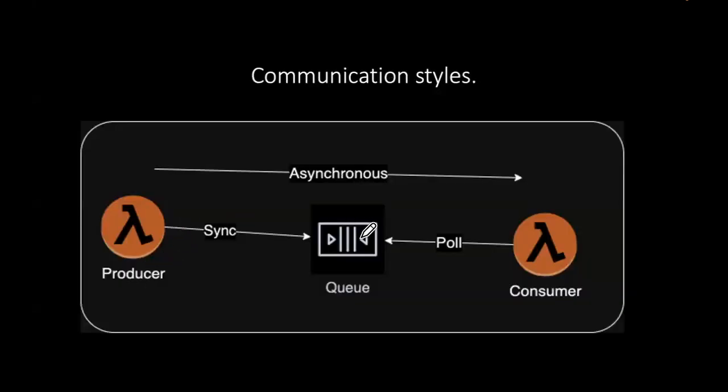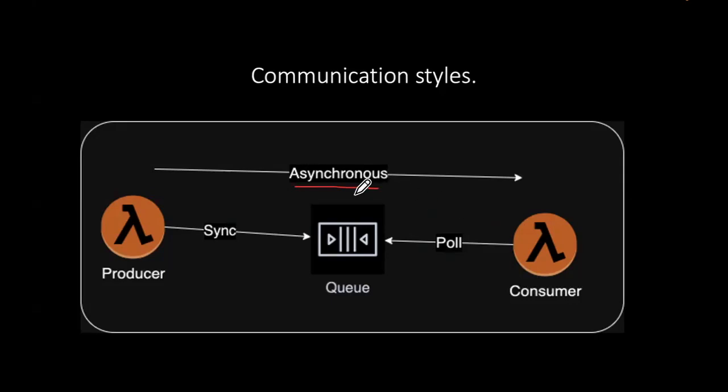So this is kind of a visual of how all of this works. There's a synchronous kind of communication between our producer, which happens to be a Lambda, and the SQS service. There's a polling communication between the consumer and the SQS service. And when we look at these two Lambdas relative to one another, it's an asynchronous link, if you like.